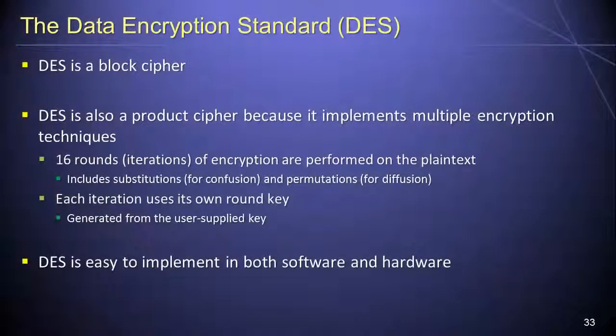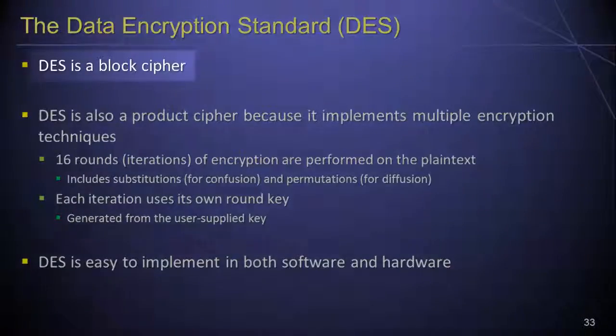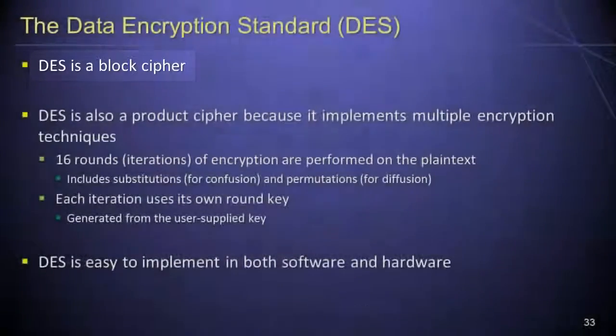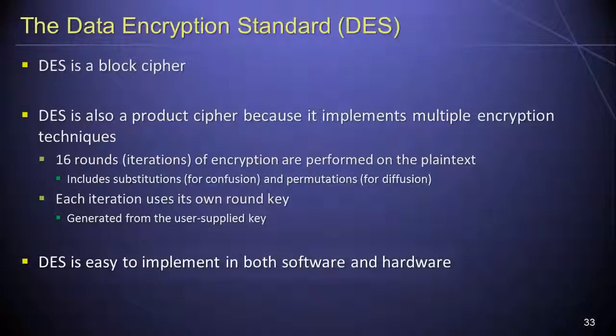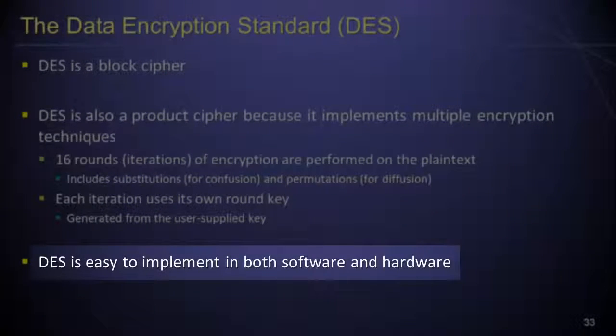throughout the world. The DES algorithm can be characterized as a block cipher. DES is also a product cipher since it implements multiple encryption techniques and transformations. The algorithm itself applies 16 rounds of iterations of encryption to the original plaintext, including multiple substitution rounds to ensure confusion and multiple transposition or permutation rounds to ensure diffusion. Each of the 16 rounds of encryption uses its own unique round key, which is derived from the user-supplied key. Despite this seeming complexity, in reality, DES is easy to implement in both software and hardware devices.